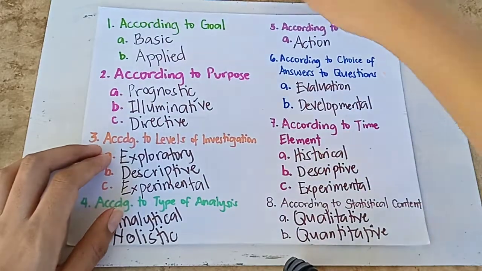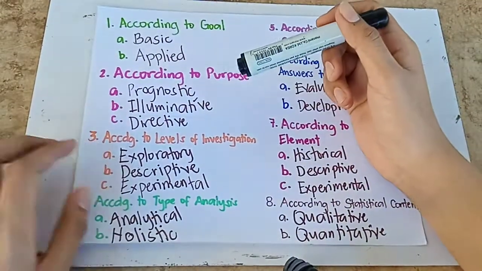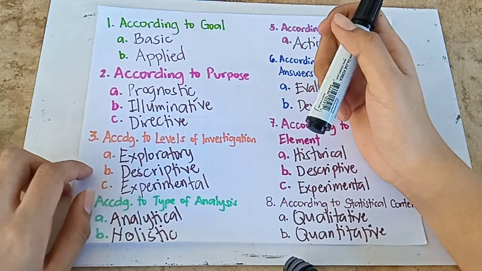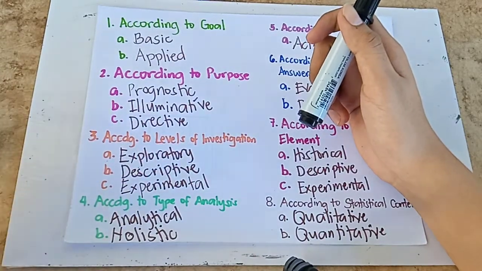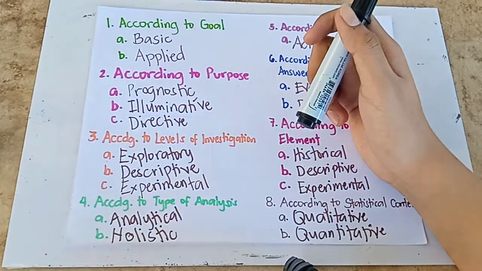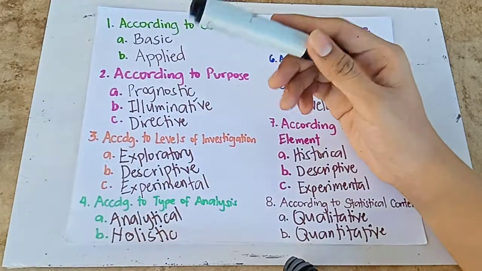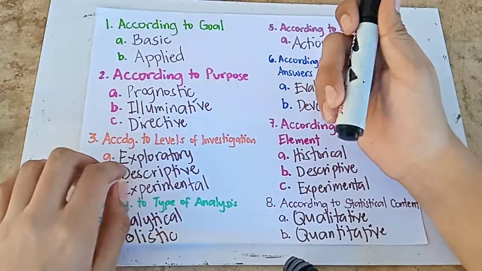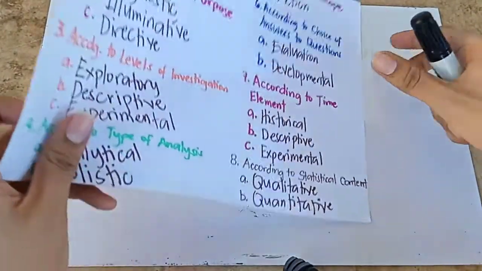Okay, so in this video presentation, we are now about to discuss the types of research according to the levels of investigation. Meaning to say, how far can the research investigation go. Okay, so we have three. We have exploratory, descriptive, and experimental.